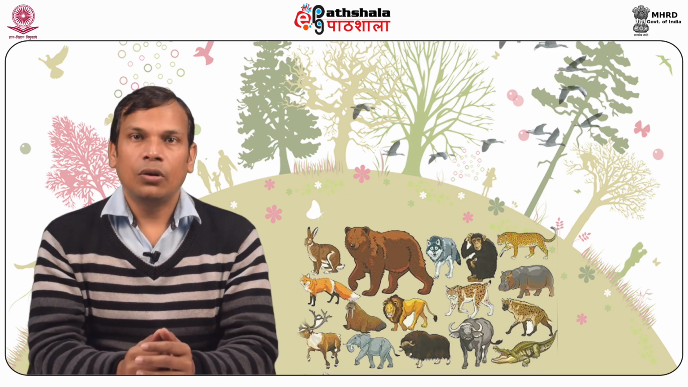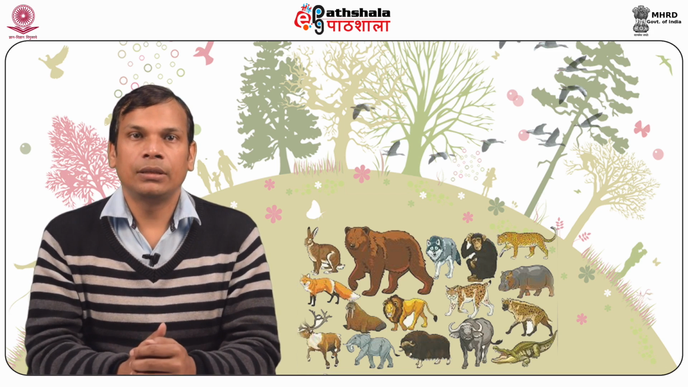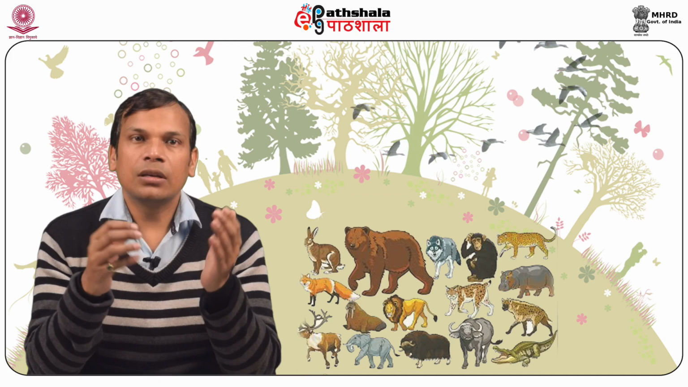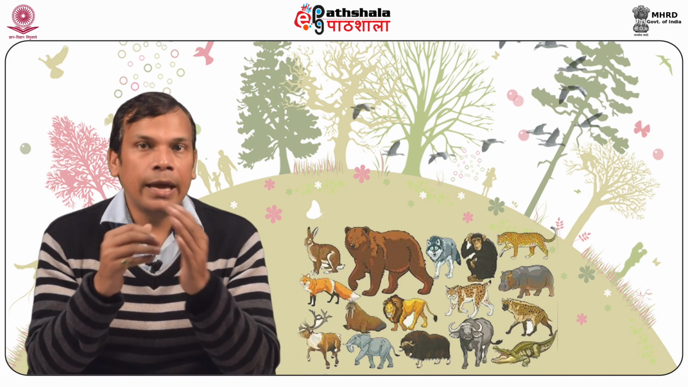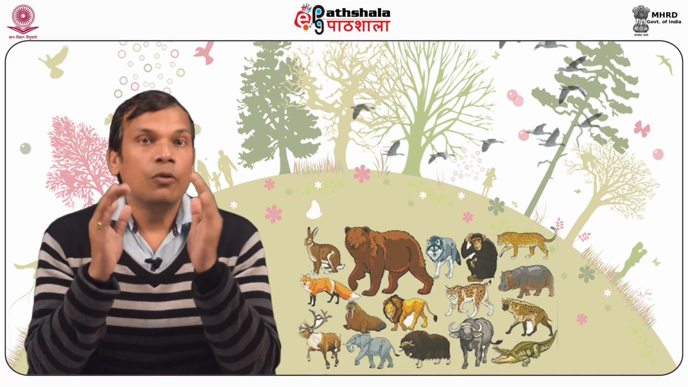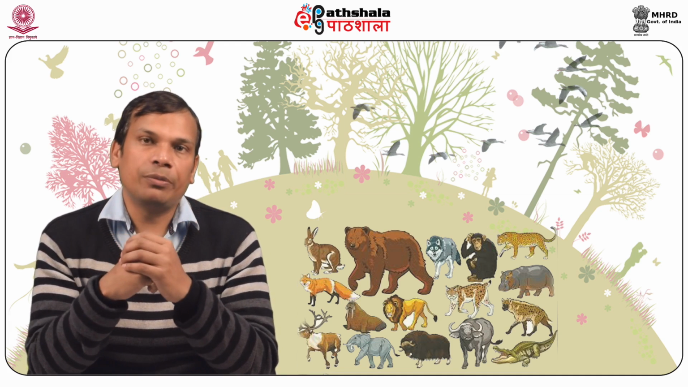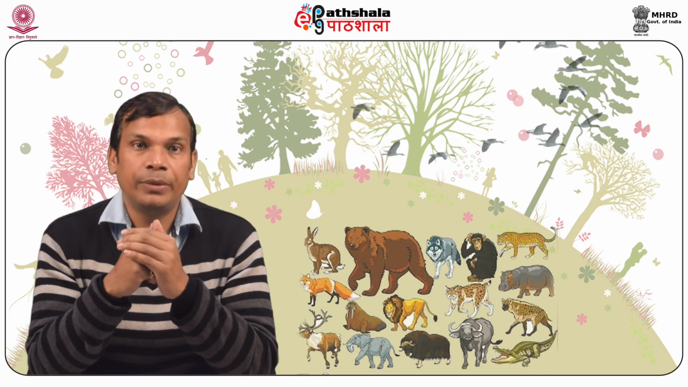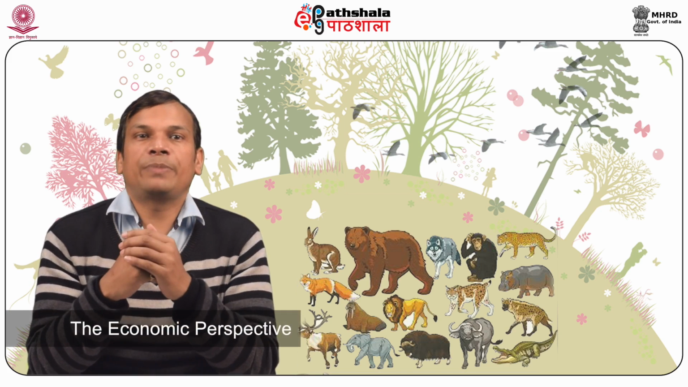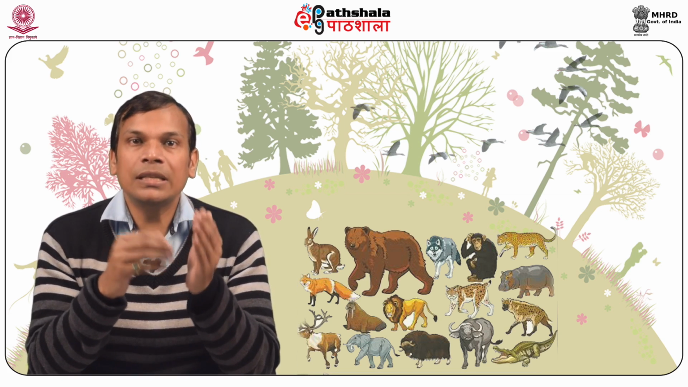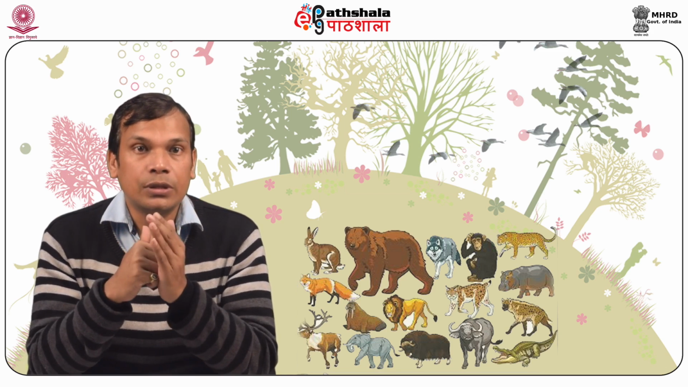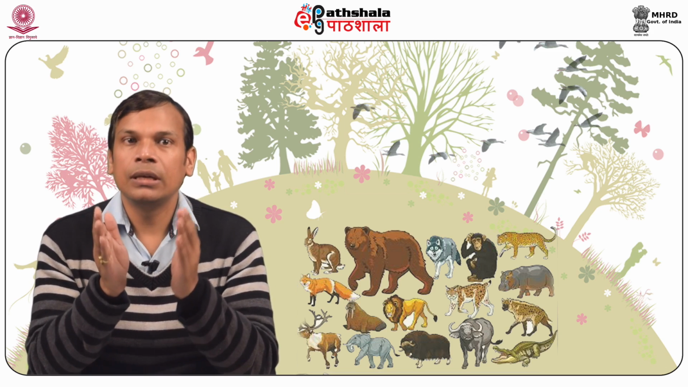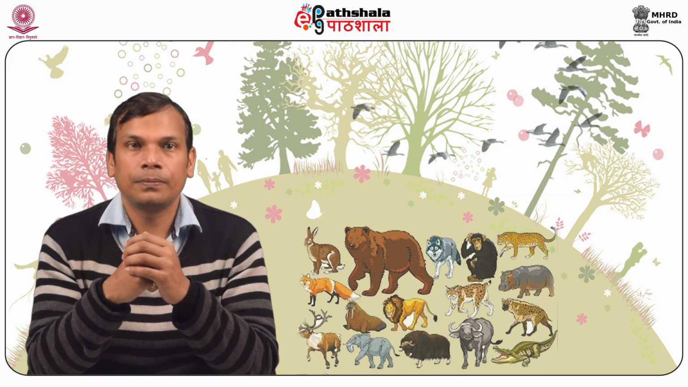The World Commission on Environment and Development in 1987 first addressed the problem of conflicts between environment and development goals by formulating sustainable development. There are three aspects of sustainable development. The first is economic perspective. An economically sustainable system should produce goods and services on a regular basis without causing any damage to the system.